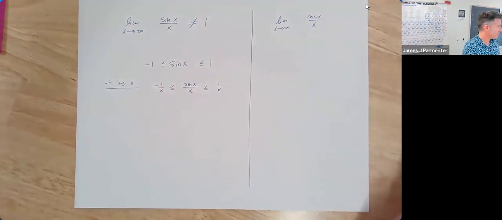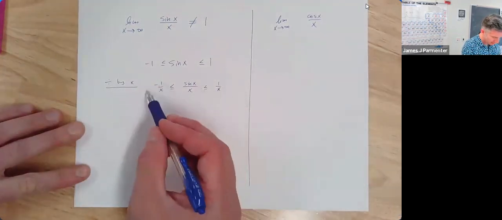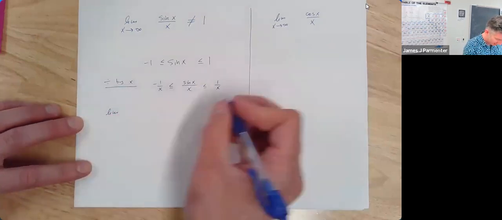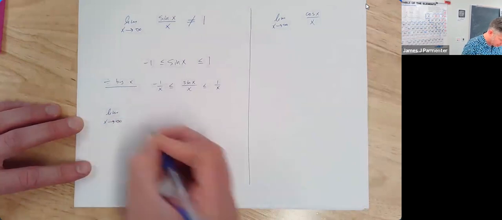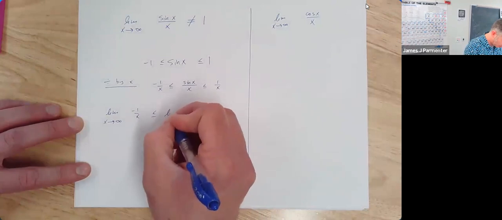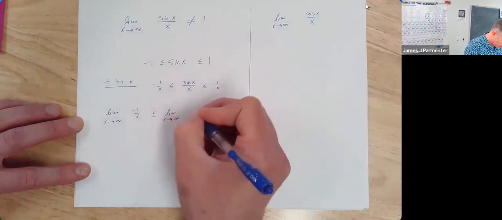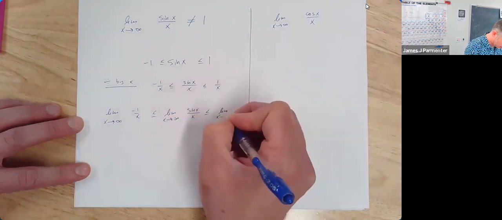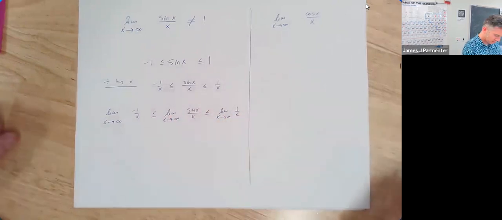And then we ask ourselves, well, what's happening to these outer things? We can actually just take the limit of each part in the inequality. The limit as x goes to infinity of -1 over x is less than or equal to the limit as x goes to infinity of sine of x over x is less than or equal to the limit as x goes to infinity of 1 over x.